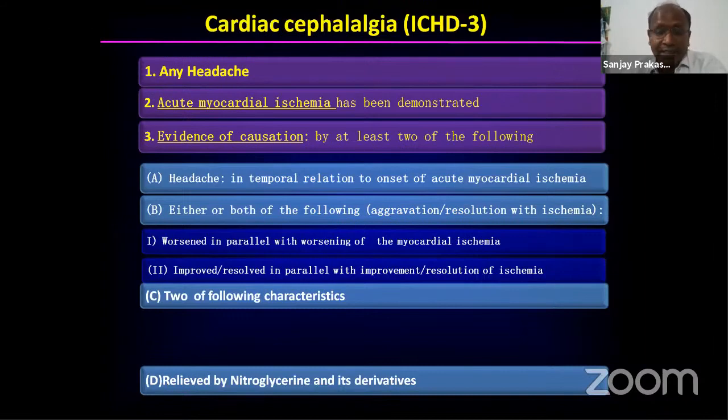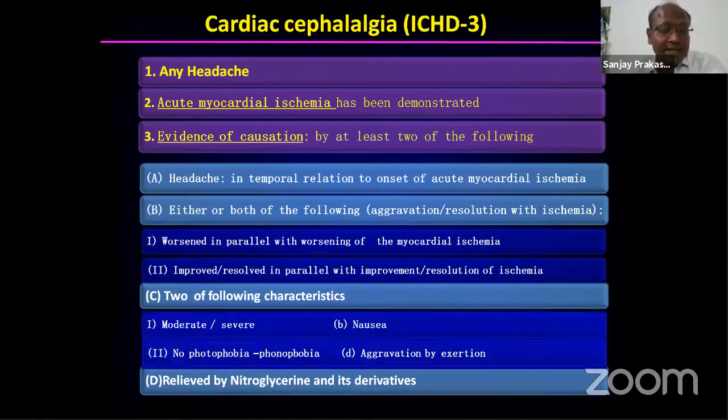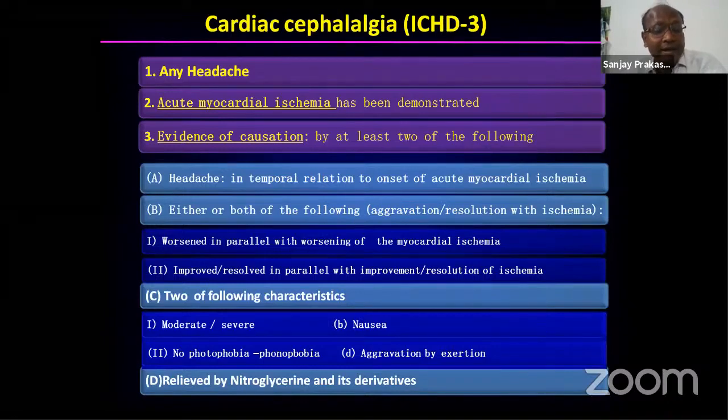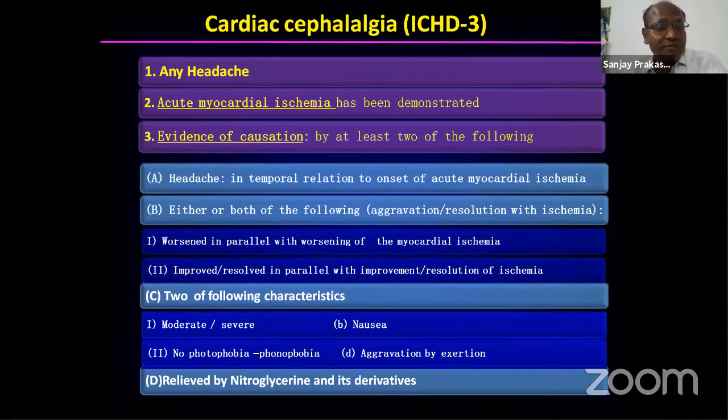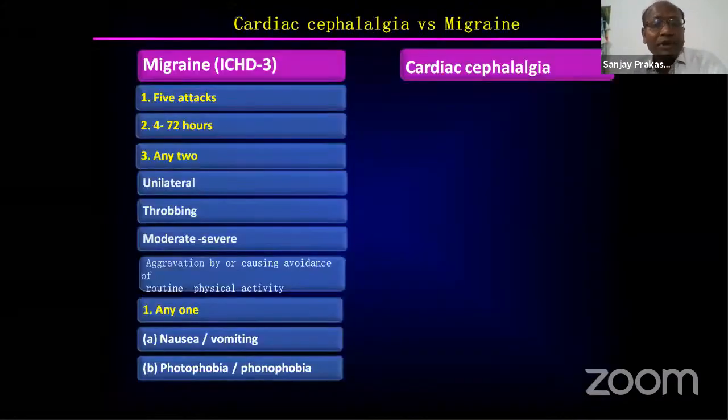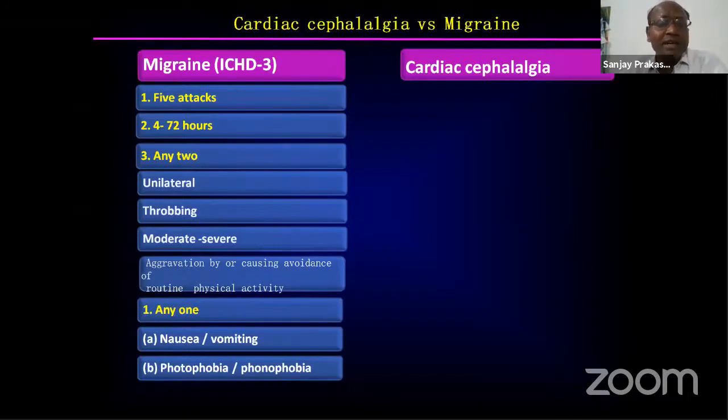And they have provided 4 characters in the C group: moderate to severe intensity, nausea, no photophobia or phonophobia, and aggravation by exertion, and 2 of these 4 should be there. And the last one is relief by nitroglycerin and its derivatives. So to find a causation between the headache and myocardial ischemia, they have 4 points, and out of these 4, 2 should be there. Here I would like to compare cardiac cephalgia with migraine.